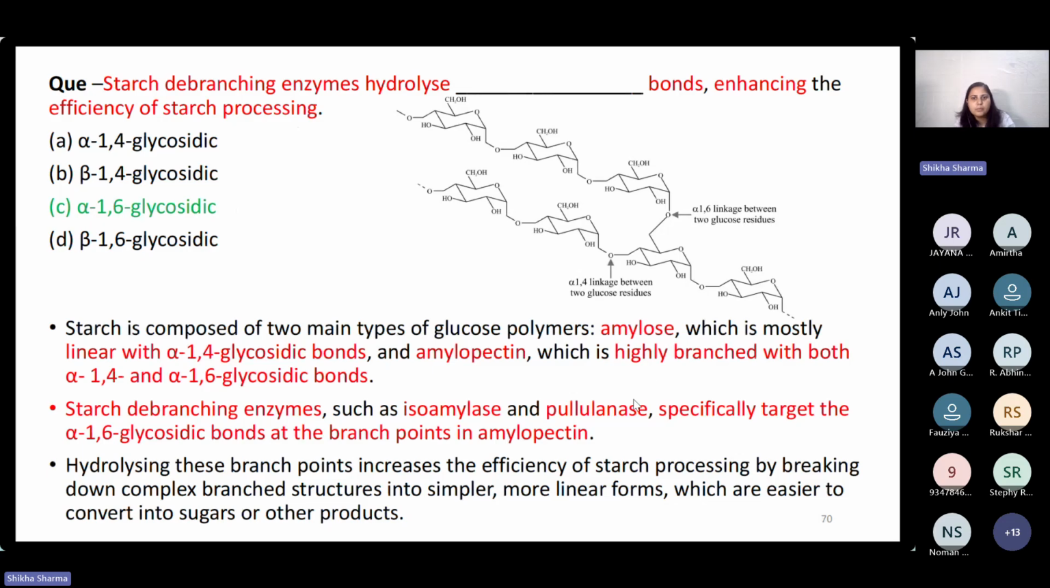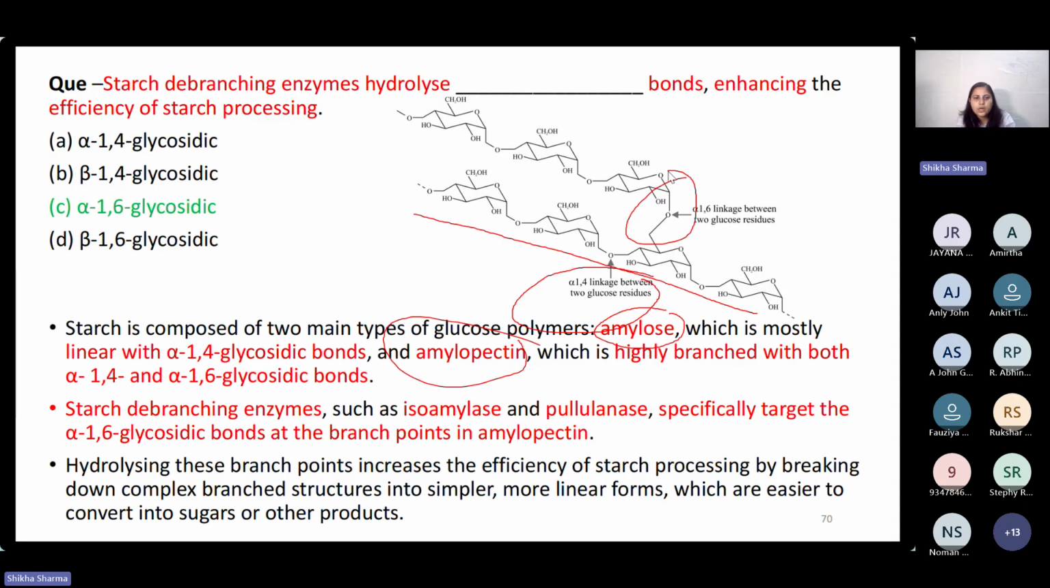So starch is basically composed of two monomers, one is amylose and another is amylopectin. Amylose is basically a linear chain, which is linked with alpha 1,4 glycosidic bonds. And amylopectin is branched. This branch is attached with the help of alpha 1,6 glycosidic bond.